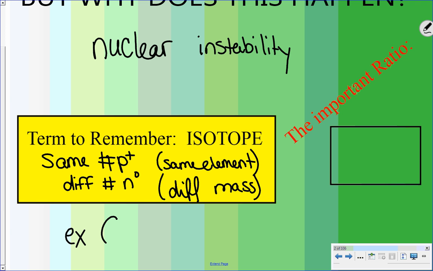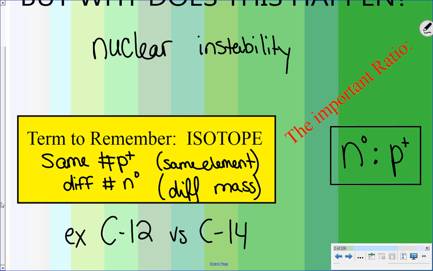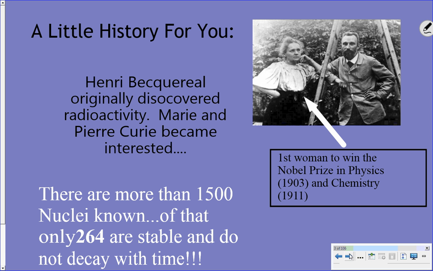Famous example is carbon-12 versus carbon-14. Both are carbon, because they both have 6 protons. Carbon-12 only has 6 neutrons, while carbon-14 has 8 neutrons. And those 8 neutrons actually make carbon-14 unstable. The most important ratio when it comes to stability is the number of neutrons to the number of protons. This ratio isn't fixed for any given atom. We'll talk about this. Some atoms actually need more neutrons per proton than others.